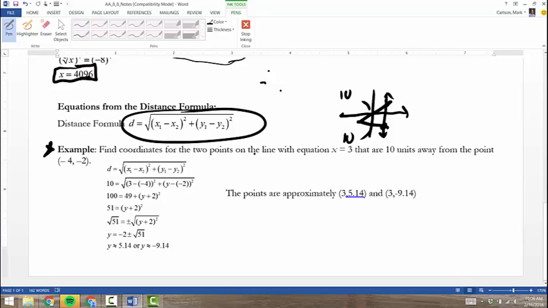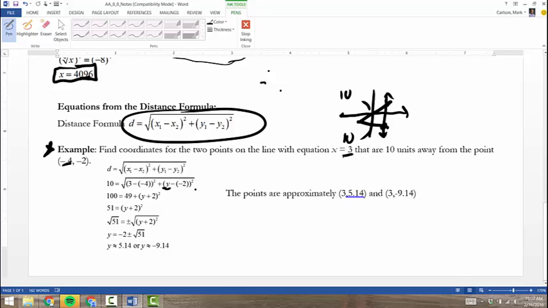Well, we're going to solve that algebraically. I'm going to use this distance formula and plug in what I know. I want my distance to be 10. I know that one x coordinate is going to be 3, and the other x coordinate is going to be -4. I'm using this as x2 and this as x1, because if the point is on that line, it has to have an x value of 3. So I'm going to take the difference between those and square it. The only thing I don't know is the y value, so I'm going to say y minus -2, and square that as well.